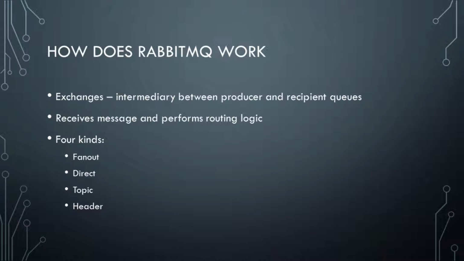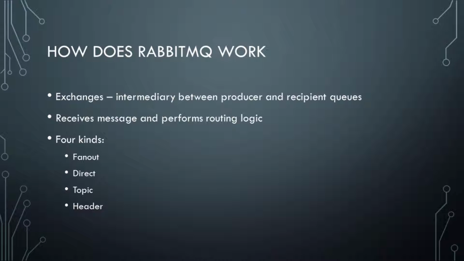RabbitMQ also contains the concept of an exchange. This is where the postal system metaphor breaks down a little, because an exchange acts as an intermediary between a publisher and multiple queues. There are several different types of exchanges, but the general premise for all of them is the same. The publisher sends their message to the exchange, and the exchange performs the routing logic to deliver the message to all relevant listening queues.